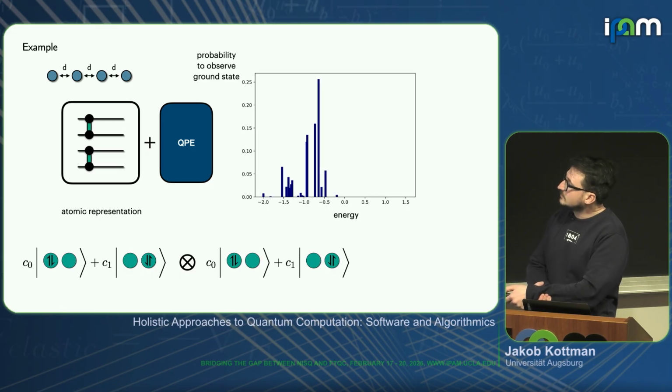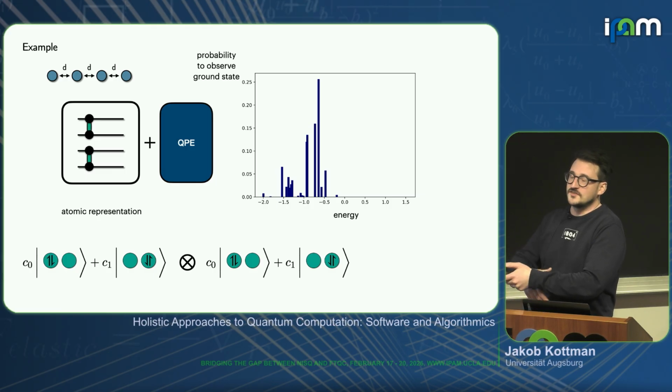This is the spectrum. These are all the eigenenergies of our Hamiltonian, and what you see on the y-axis is the probability to observe the ground state. It's very tiny. Most of the probability is on some high-lying excited states, so this doesn't really work well.